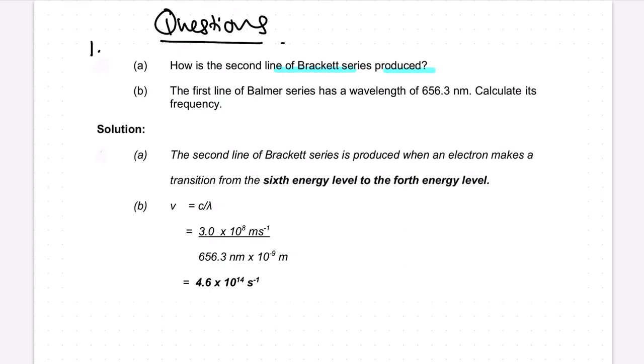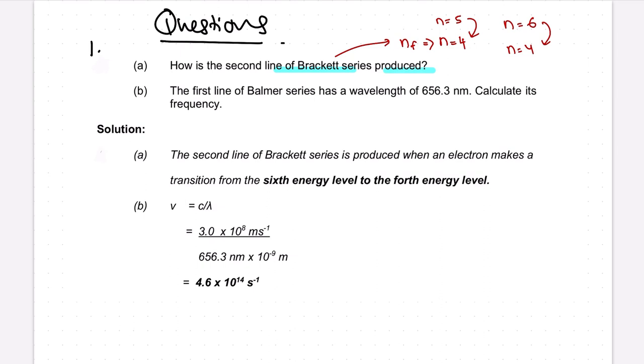So how is the second line of the Brackett series produced? I told you that we have to remember what is the n final for each series. For the Brackett series, n final is going to be n equals 4. So the first line should be right above it. The transition of the electron should be from the level right above it, which is n5 to n4. Therefore, the second line should go a bit higher, which is falling from n6 to n4.